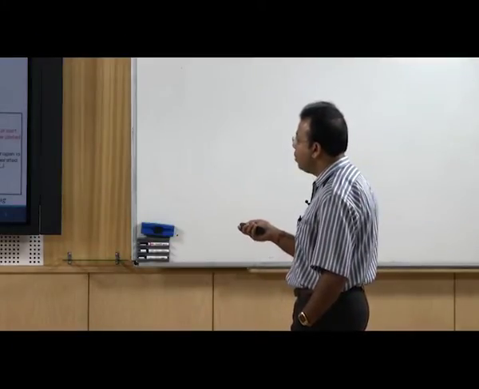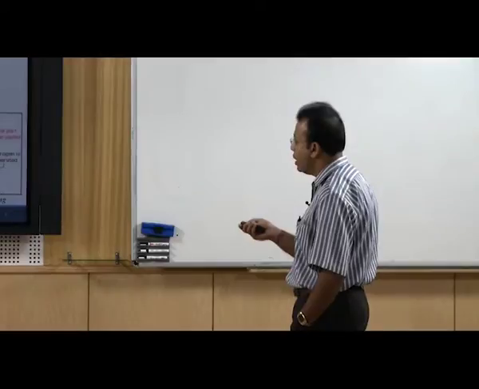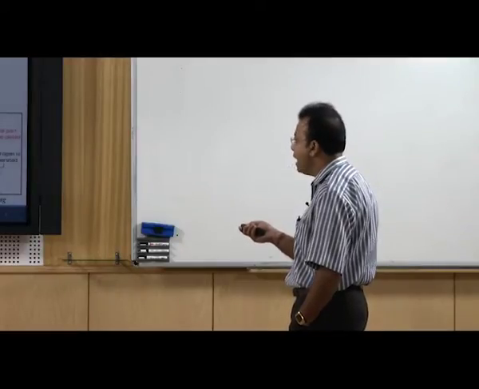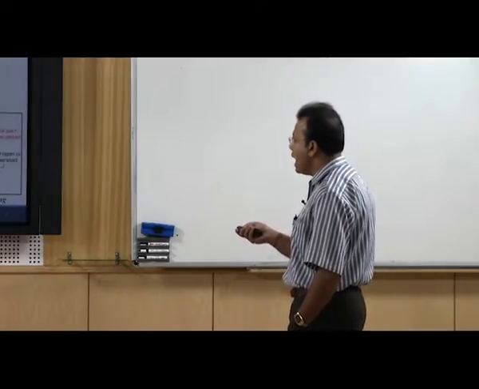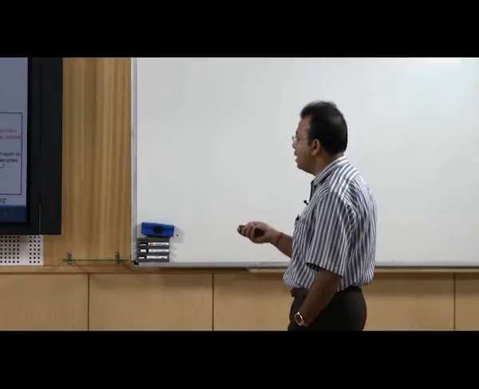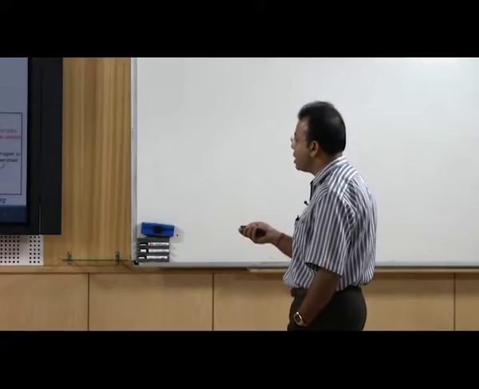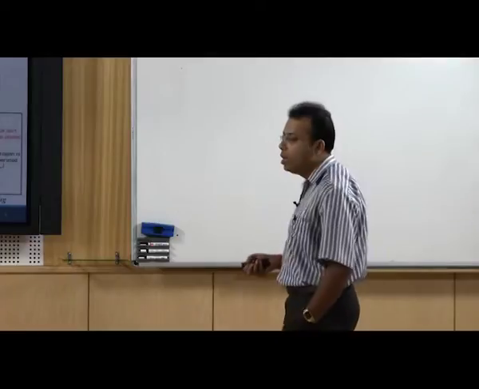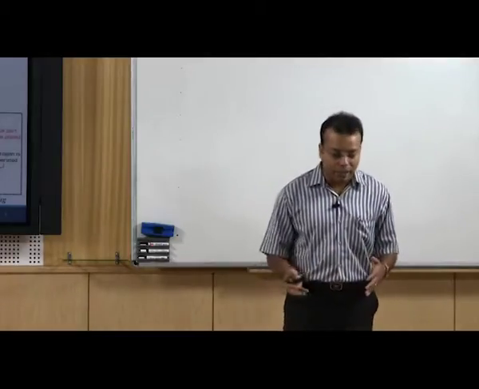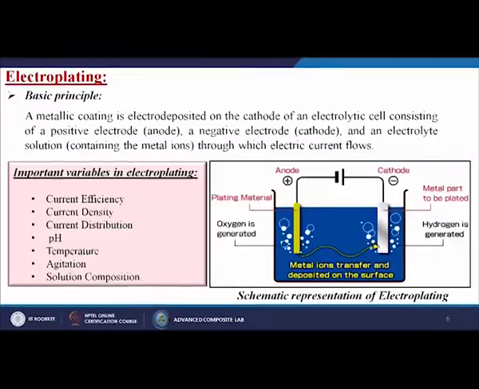Then we have to create a certain potential difference between the cathode and anode, so that the anode material will release ions, and then the metal ions will transfer and deposit onto our cathode material, that means onto our substrate itself. By this technique we can do the modifications. Here we are using electrical energy, and that is why it is known as the electroplating technique.